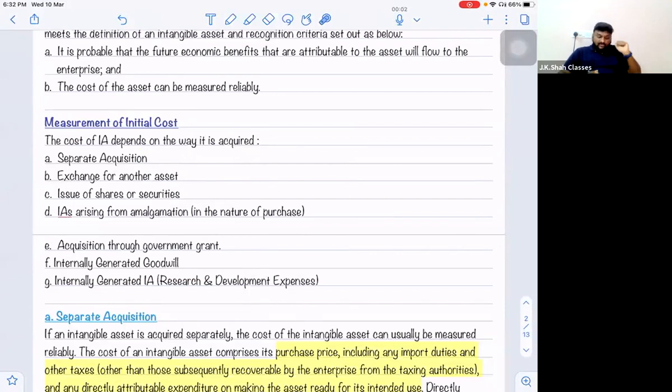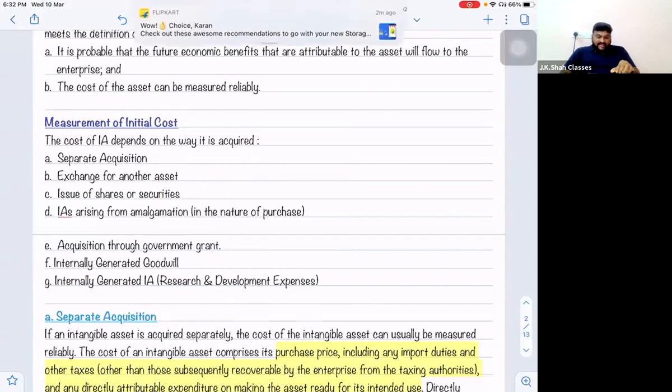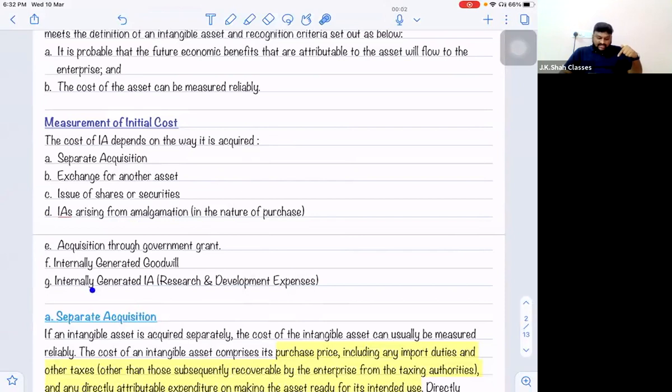So what is different over here, sir? Only 2 points are different. Point number D, that is intangible asset arising from amalgamation, and point number G, internally generated intangible asset that is in the research and development phase. So these are the only 2 concepts which are actually different in this topic. And one last you will learn with respect to amortization. Technically, amortization is also goodwill only.